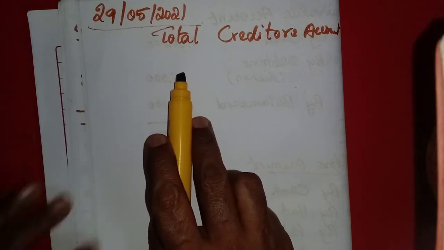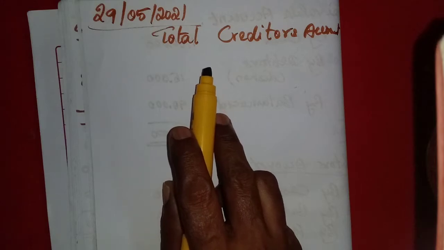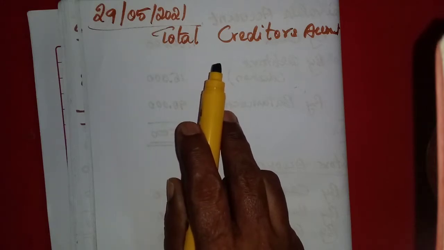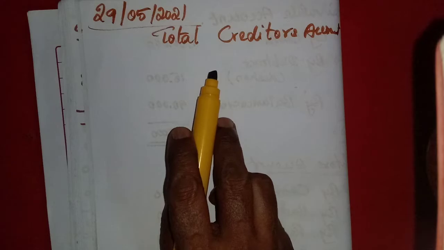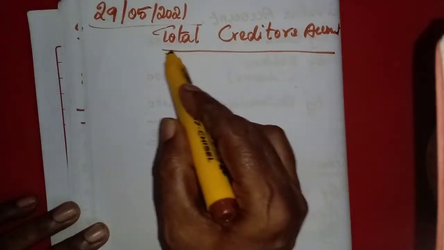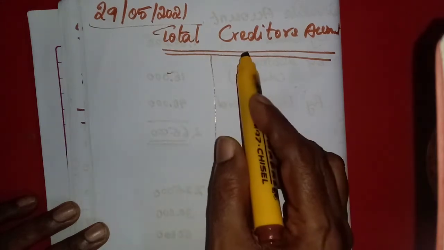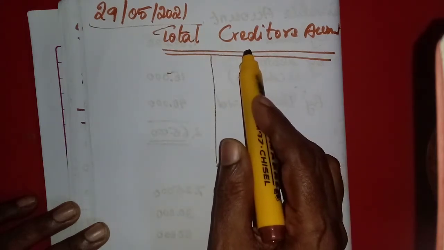In the same way here they are asking us to calculate the total purchases. For that we need cash purchases and the credit purchases. The credit purchases can be calculated from the creditors account. We purchase from the creditors, so when we prepare the total creditors account, we can get the credit purchases.